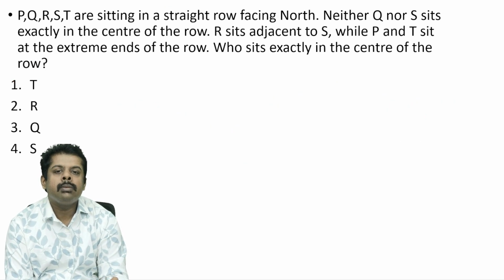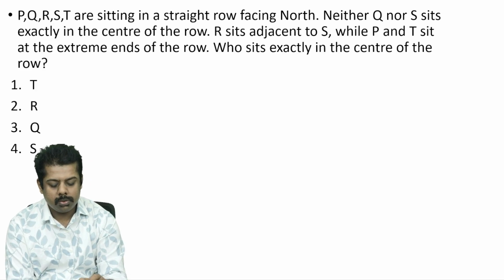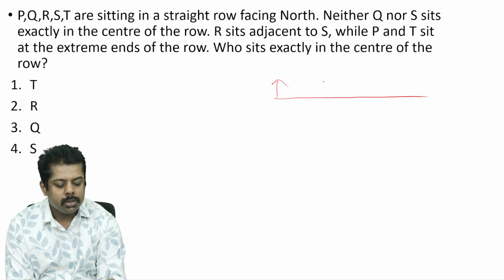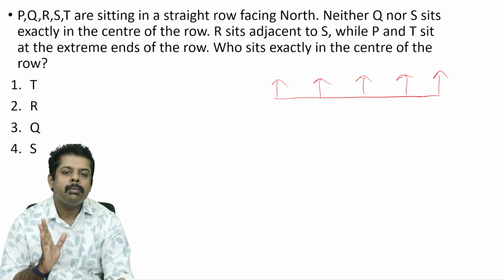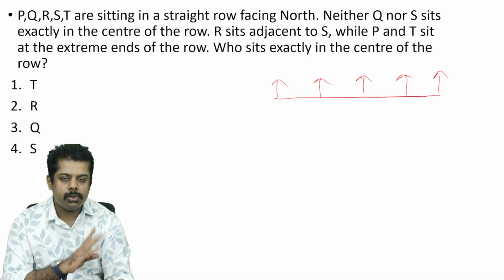Now, the next one. They have basically given 5 people, and the 5 people are facing north. What we can do here first is draw a basic diagram like we did in the last sets. There are a total of 5 people. You have to make sure in your mind that the right is towards east and the left is towards west.